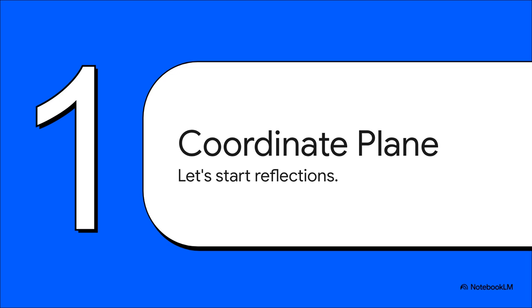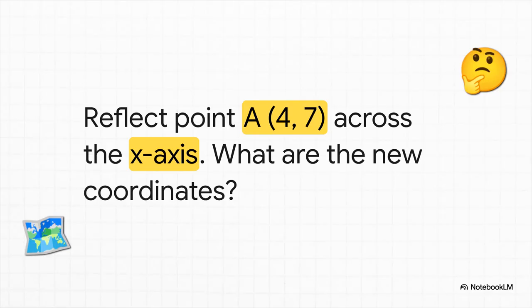Our first set is all about mastering the coordinate plane. We're going to focus on how points move around, and we'll kick things off with a classic transformation, reflections. Here we go. Let's look at example problem number 2 from your sheet. We've got point A at the coordinates (4, 7). Our mission: to reflect it across that horizontal x-axis. So, where is it going to land?